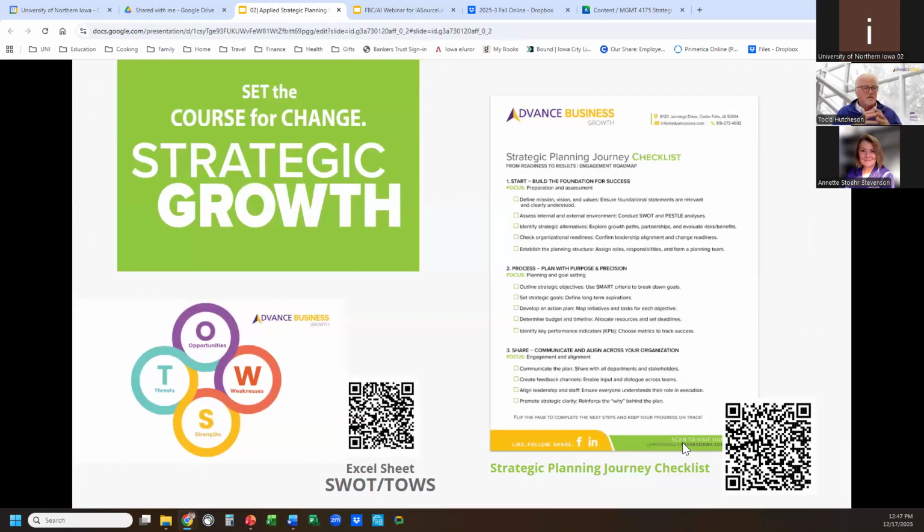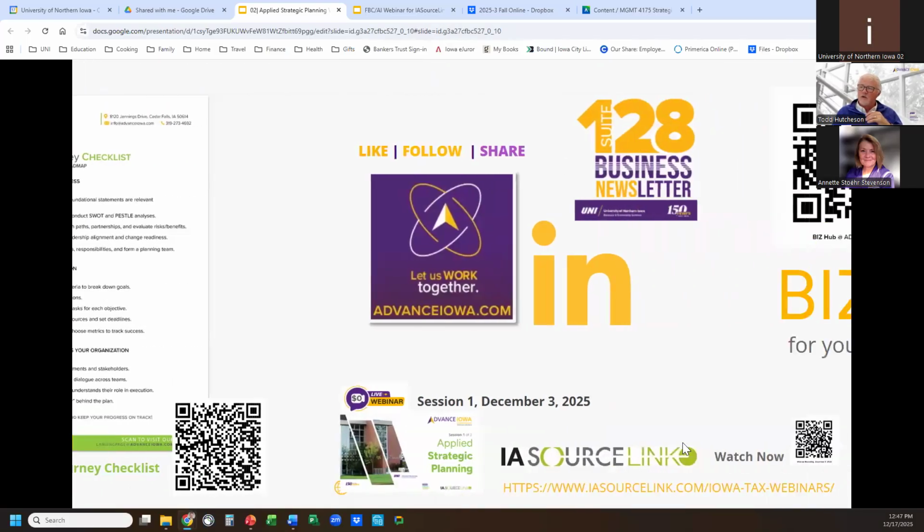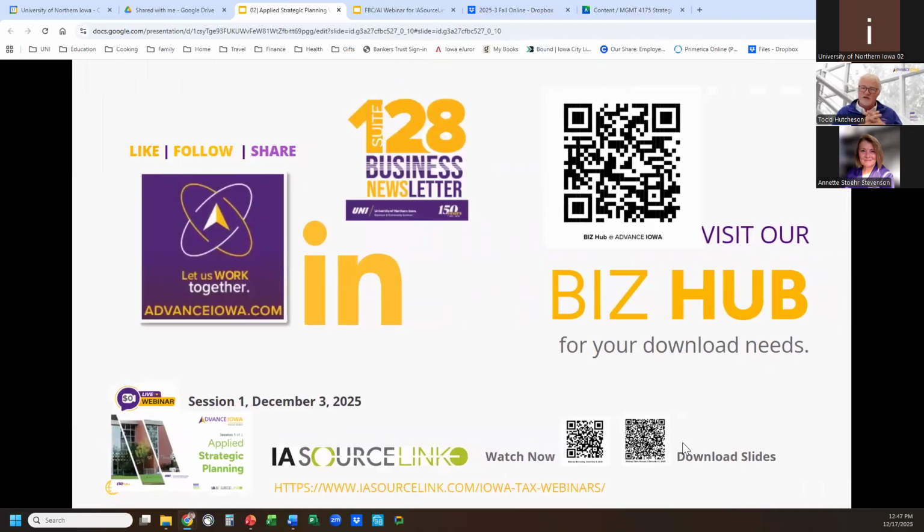So we do have some help that's out there. QR code there for a strategic planning journey checklist, as well as a really simple spreadsheet tool to help perform a SWOT and TOWS analysis. Those are places that you can start really quickly. First thing though would be to give us a call. Again, you can go back and look at the December session. We'll have a similar set of materials that are out there for today's session.